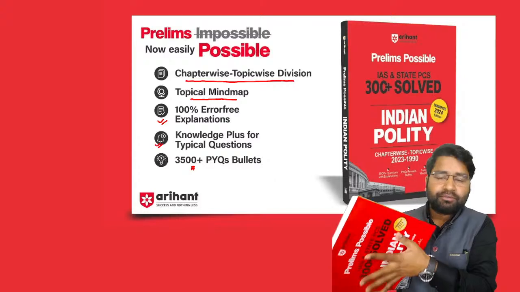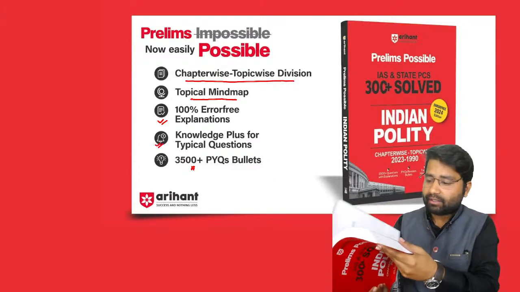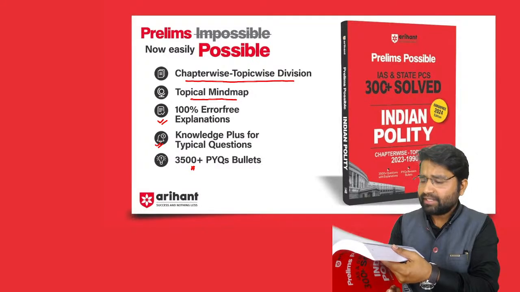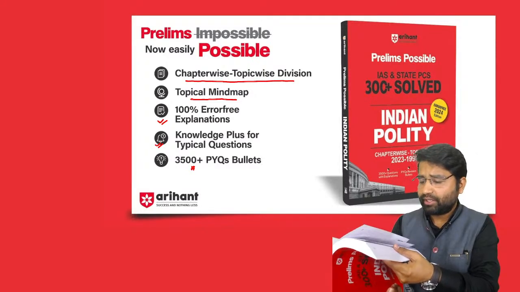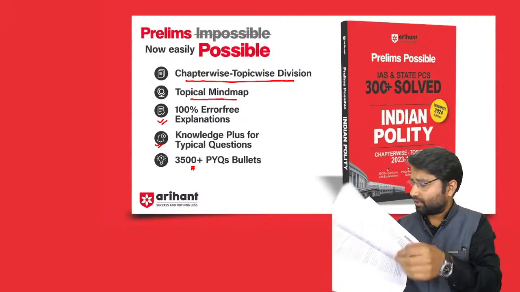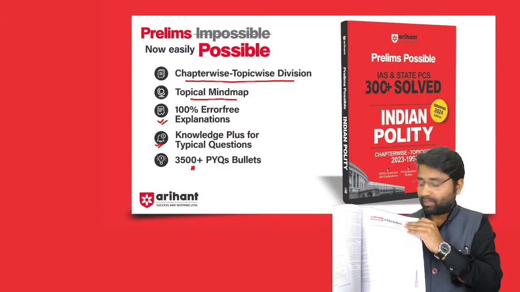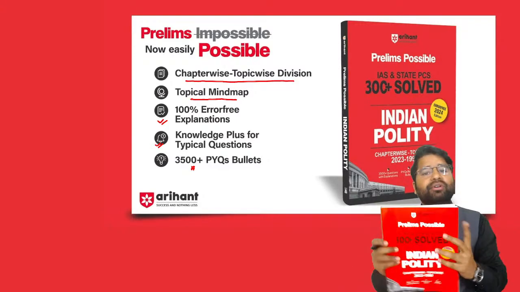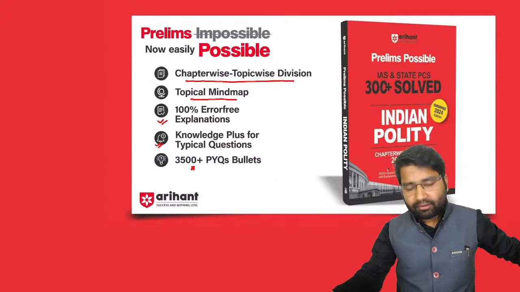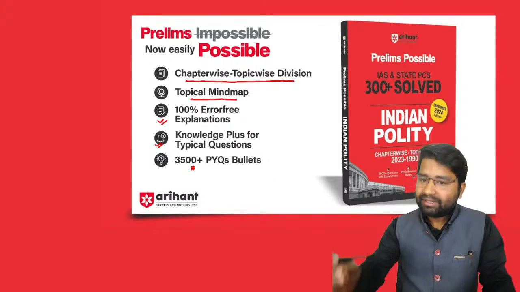in the last part of this book you will get very concise information, let me show you first. You will get point-wise as well as bullet-wise information. This section is called Prelims PYQ bullets. This is good for your revision purpose, so you must go for it. It will be good for you.